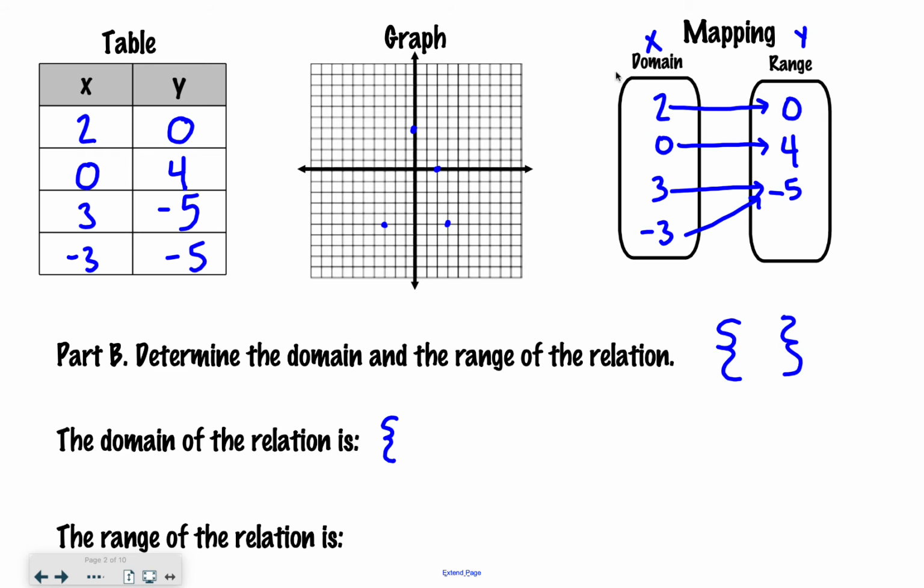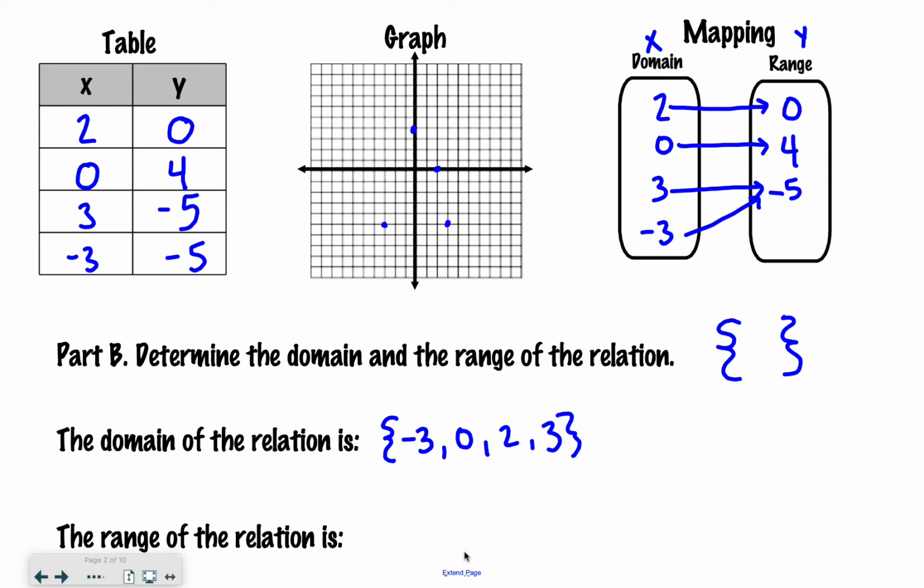So the domain is the x part of your table. It's the domain of the mapping. So you list those numbers. And typically we list them least to greatest, okay? So -3, 0, 2, 3.